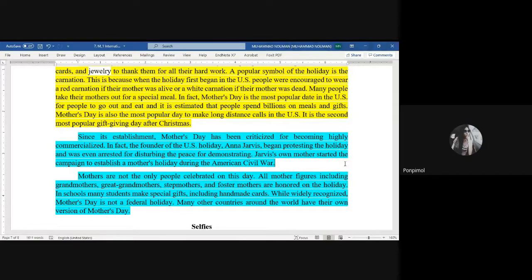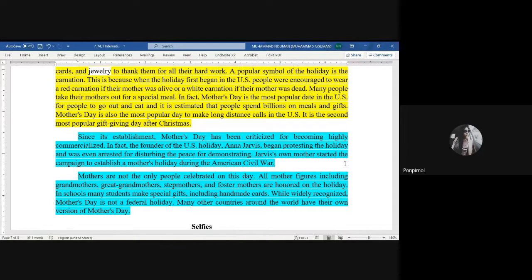Jarvis's mother started the campaign to establish a mothers' holiday during the American Civil War. Mothers are not the only people celebrated on this day. All mother figures, including grandmothers, great grandmothers, stepmothers, and foster mothers, are honored on the holiday.